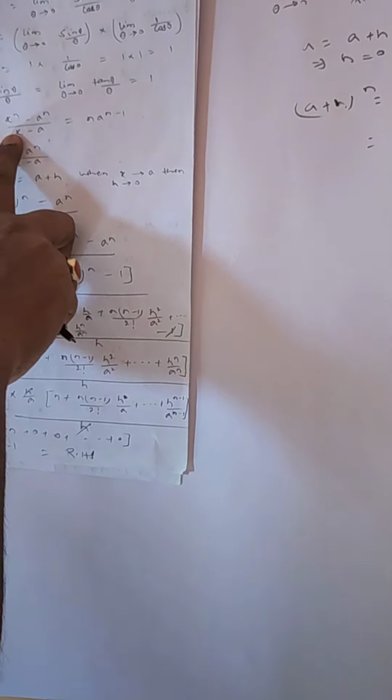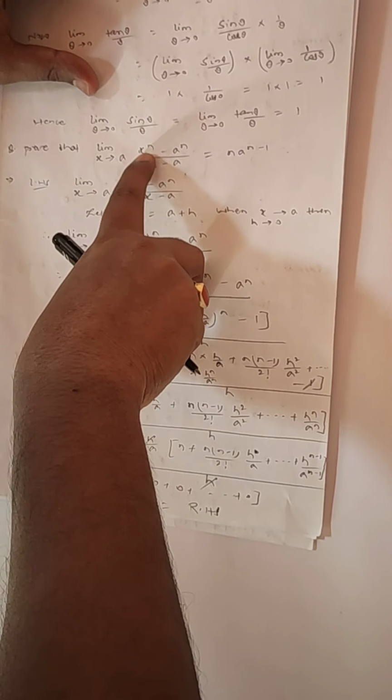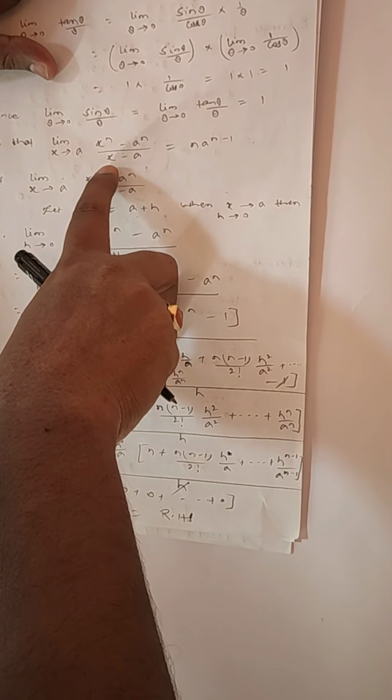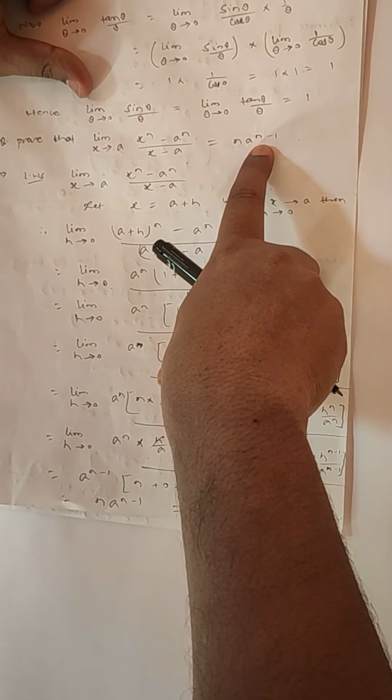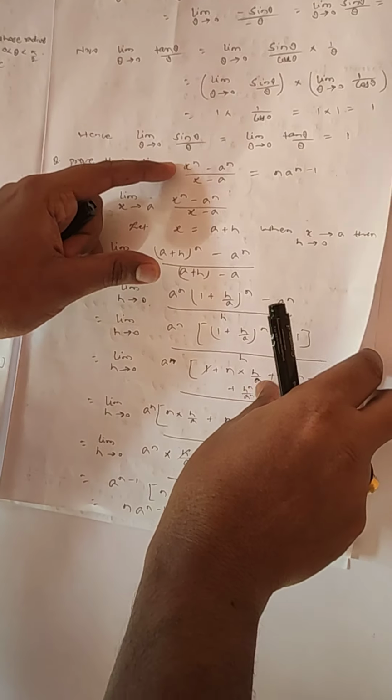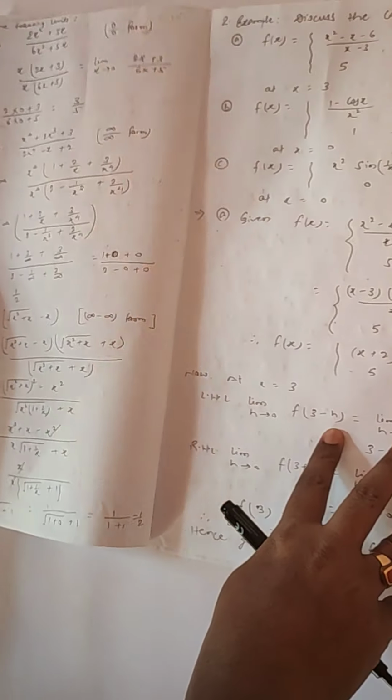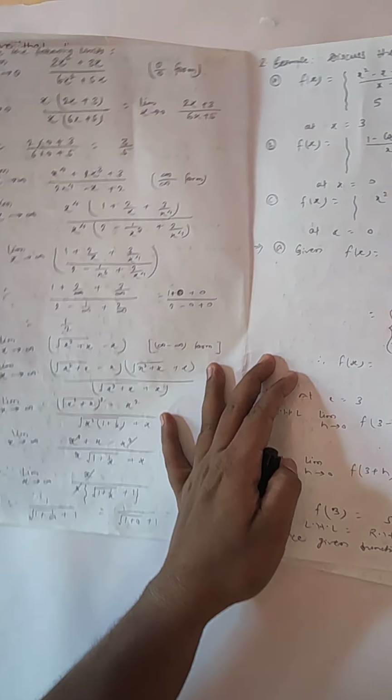The second result is limit x tends to a of x to the power n minus a to the power n by x minus a, and this equals n a to the power n minus 1. Now next class we will discuss how we can solve questions of limits using these previous results.